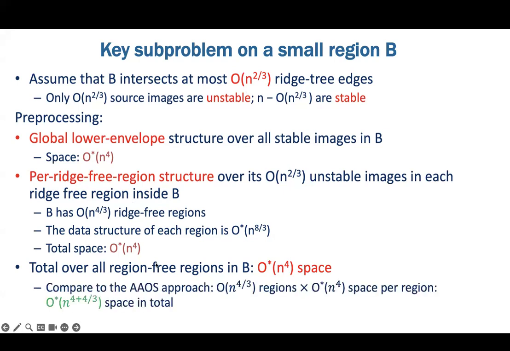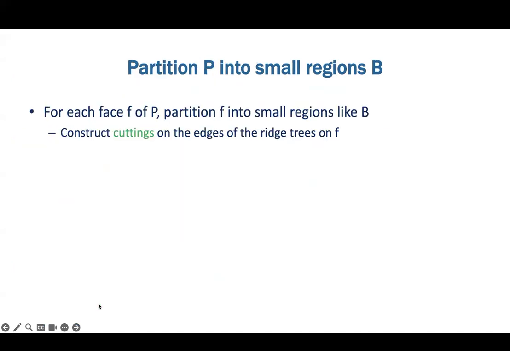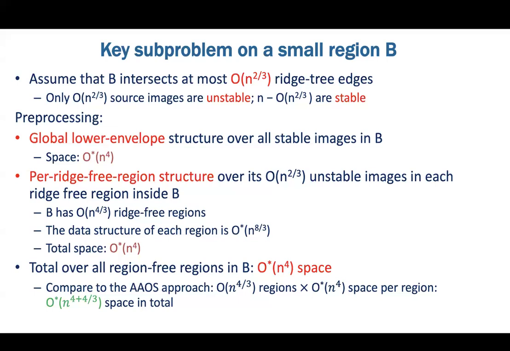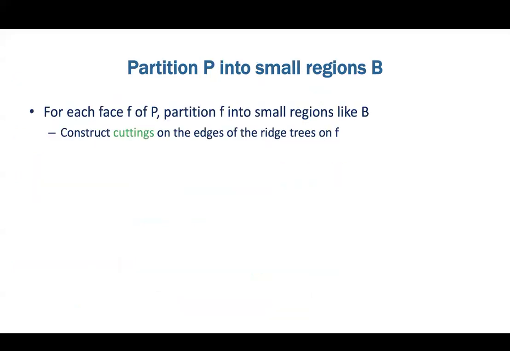So we compare to the AAOS approach, the previous approach, and they have this many regions. If you build a data structure for each region, then the total is this. So we see a factor of n to the 4/3. But this is only for a small region, but we have an entire surface.